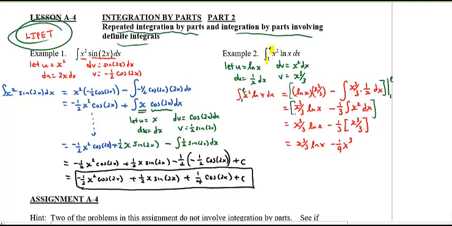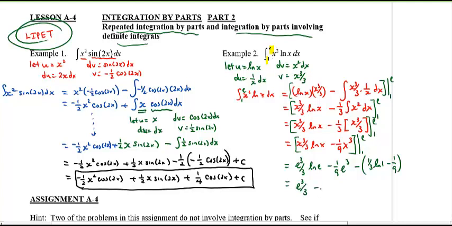And I can just do that for everything, 1 to e. And now we will just evaluate. So that's e cubed over 3 times natural log of e, which happens to be 1, minus 1/9 e cubed, minus, and then this will be 1/3 times natural log of 1, which happens to be 0, minus 1/9. So if I want to simplify this, e cubed over 3 minus 1/9 e cubed, and then plus 1/9.